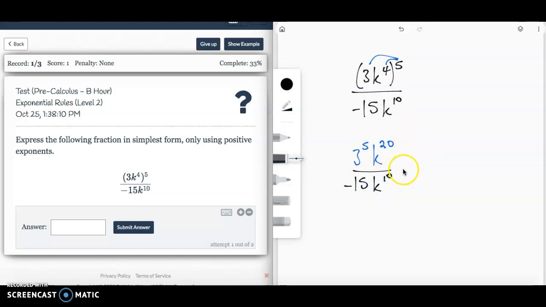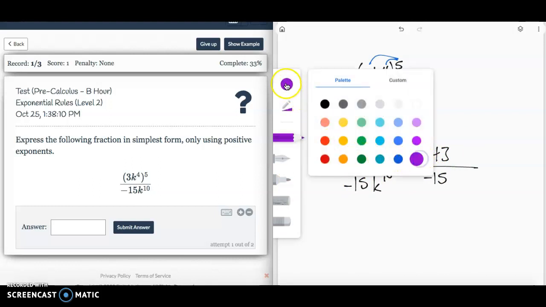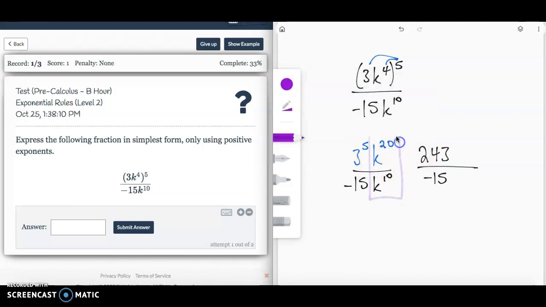Okay? All right, so 3 to the 5th, it's really just doing 3 times itself 5 times. So 3 times 3 times 3 times 3 times 3. So I get 243 on top, and then I have k to the 20th. Oh, excuse me, 243 on top, negative 15 on the bottom, and then I also have some k's. Some k's I can simplify.